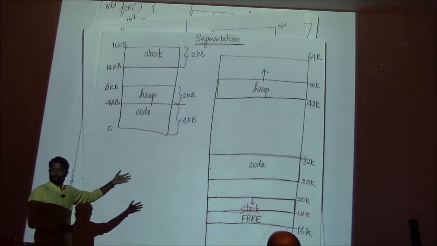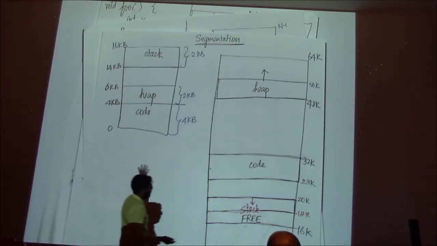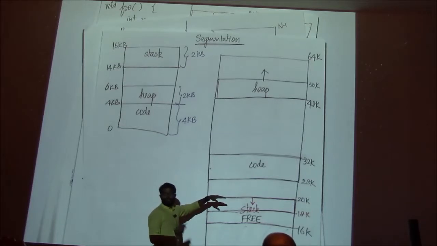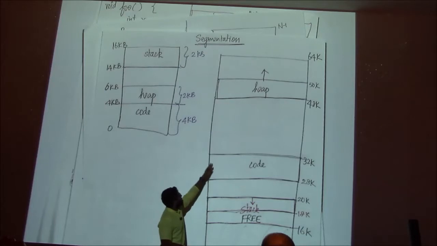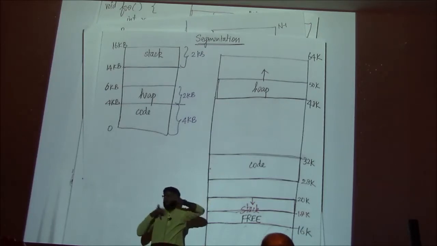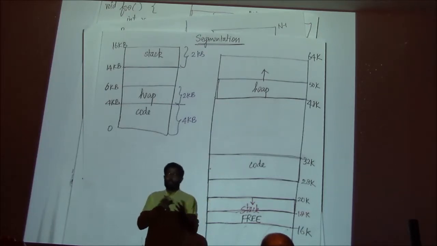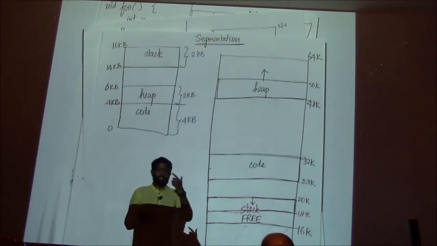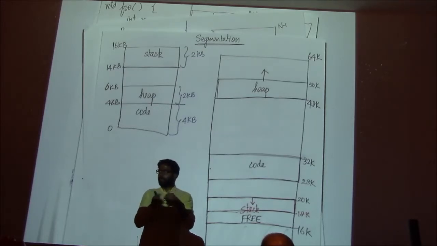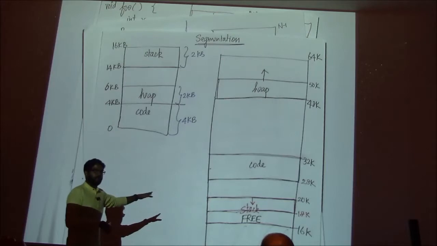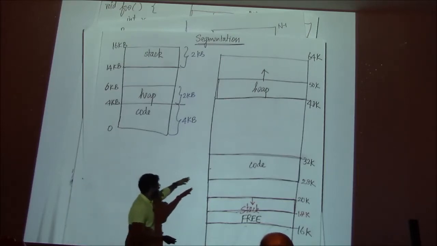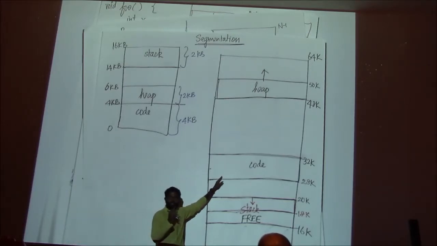Because when another program comes in, we can easily place the code of, let's say, process 2 somewhere in between here, and then the heap can be placed somewhere here. There are no particular rules for how you place these things. It is just placed wherever there is some contiguous memory. But the memory should be contiguous for the code segment. The code of a single process cannot be split up into multiple parts.